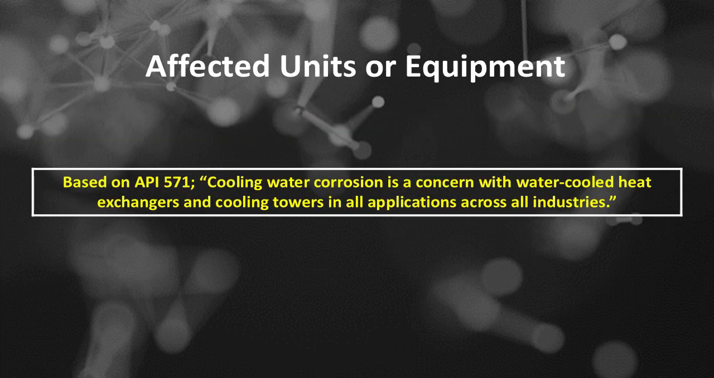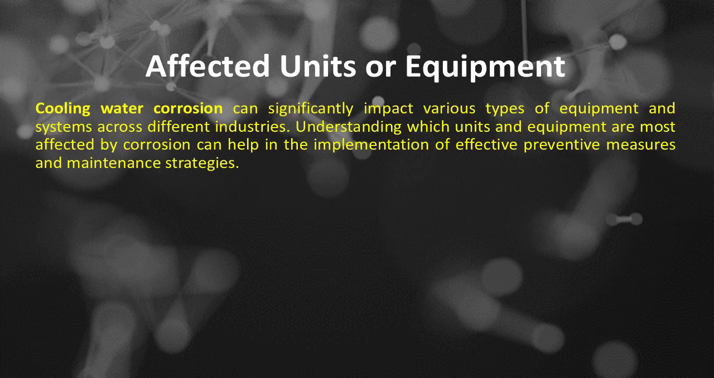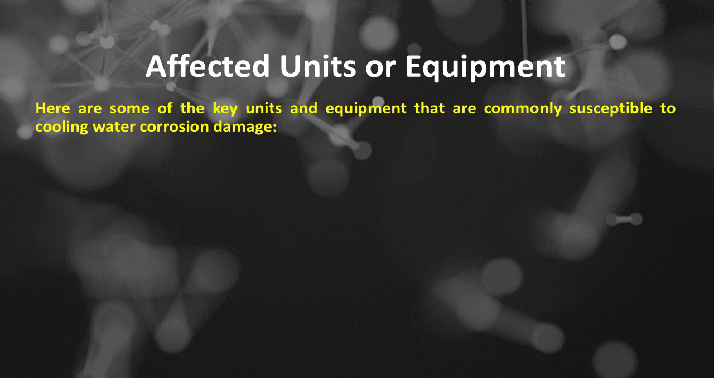Cooling water corrosion affected units or equipment based on API 571. Cooling water corrosion is a concern with water-cooled heat exchangers and cooling towers in all applications across all industries. Cooling water corrosion can significantly impact various types of equipment and systems across different industries. Understanding which units and equipment are most affected by corrosion can help in the implementation of effective preventive measures and maintenance strategies. Here are some of the key units and equipment that are commonly susceptible to cooling water corrosion damage.